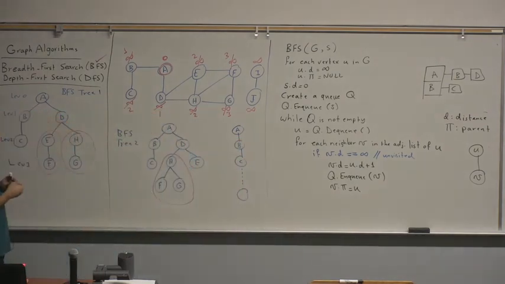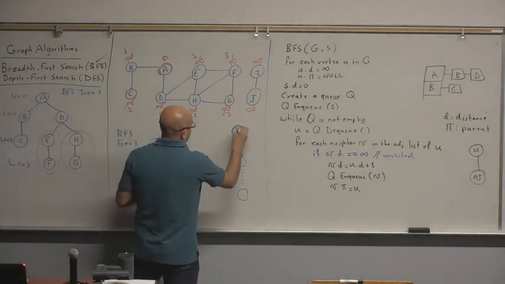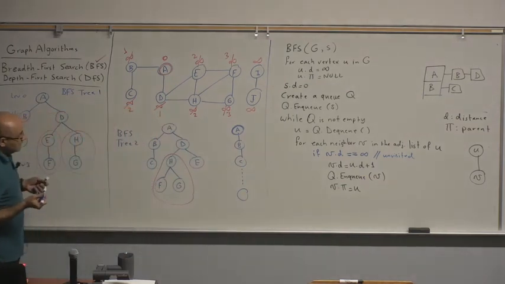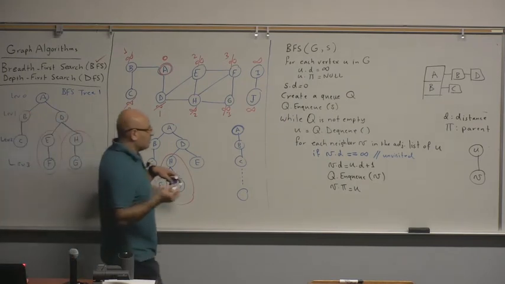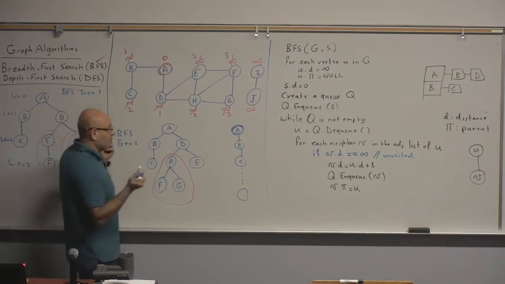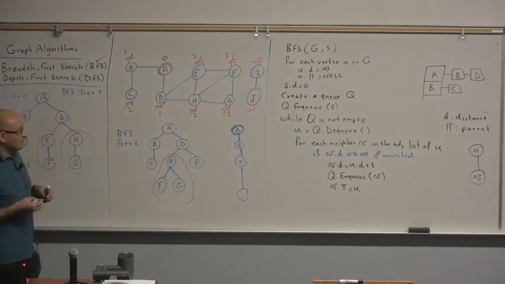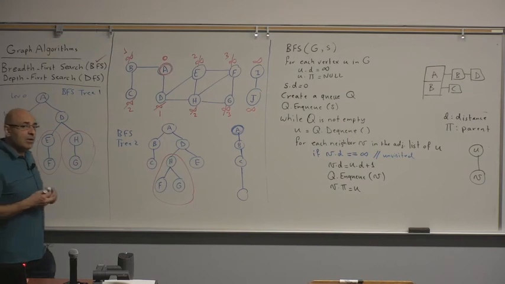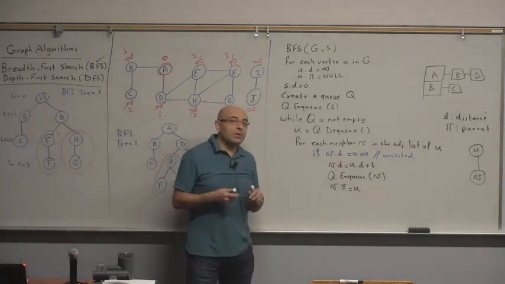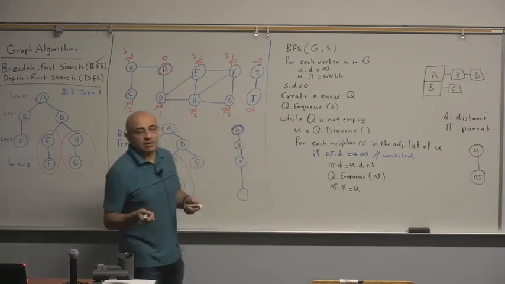In this case, for a given source, you only have one tree. If you fix the source, then you only have one BFS tree. You can't have any other tree. You always have one option, but you will have more options when you have more edges.